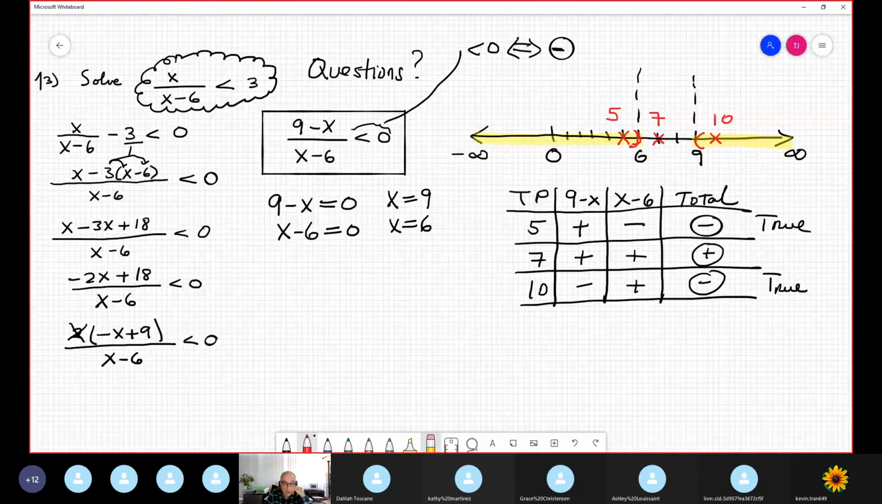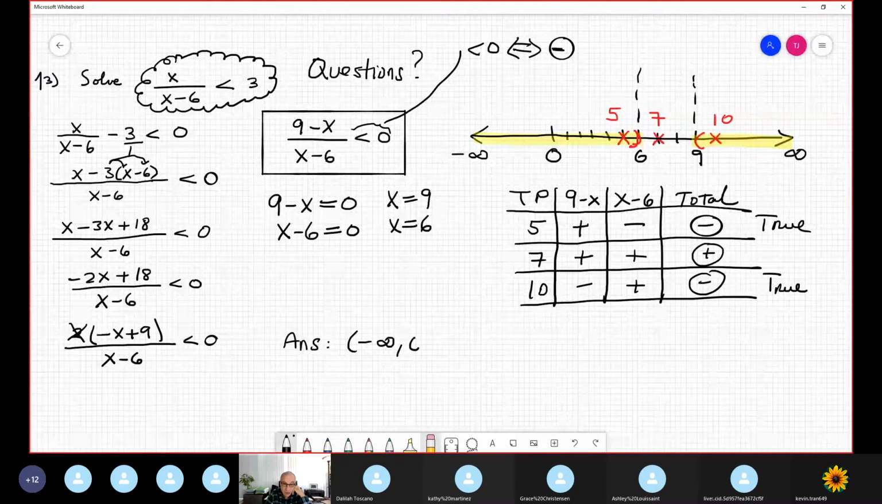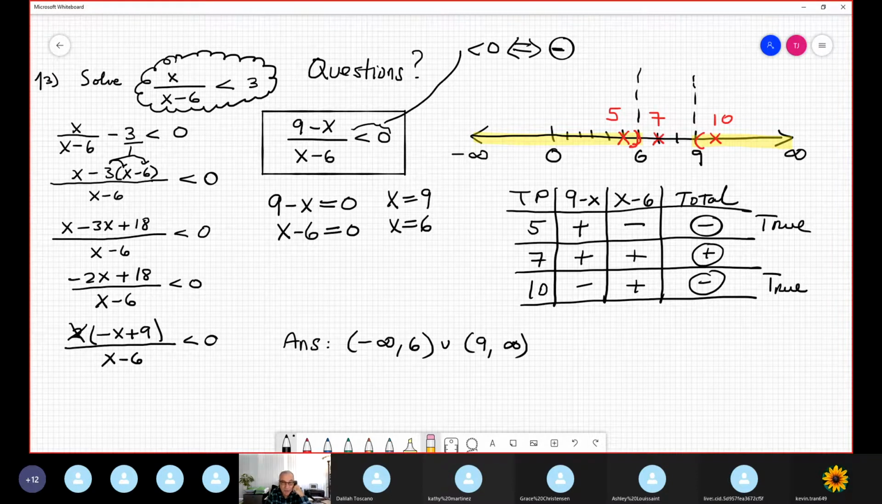So what is my final answer? My final answer is from negative infinity to 6, not including 6, of course, not including any endpoint, because there's no equal here. No equal, no endpoint. Union, because you write it in two pieces, 9 to positive infinity. Final answer. Any question?